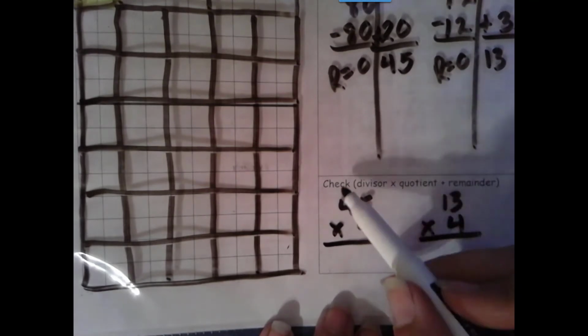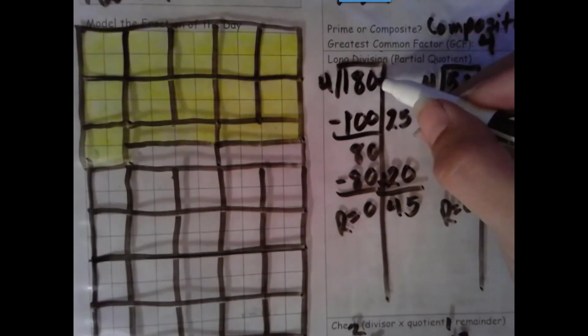4 times 5 is 20. 4 times 4 is 16, plus 2 is 18. 4 times 3 is 12. 4 times 1 is 4, plus 1 more is 5. 52, that matches our dividend up here, so that checks. 180, that matches our dividend up here, so that checks. So our numerator is definitely 13, and denominator is definitely 45.